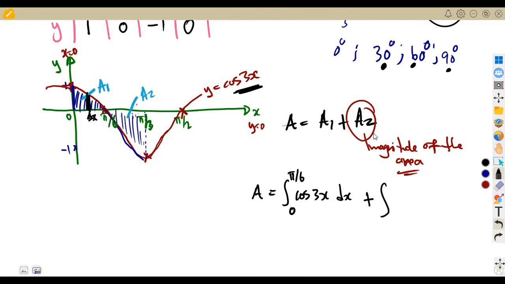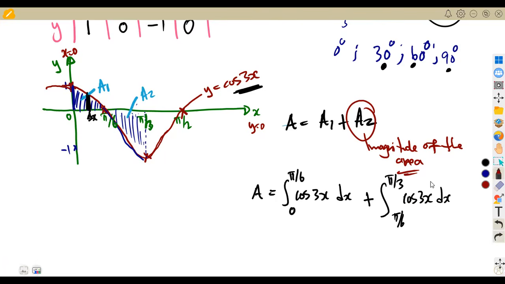So for area 2, it's from pi over 6 to pi over 3. Those are the limits. The lower limit will be pi over 6, and the upper limit is going to be pi over 3. So that will be the integral of cos 3x with respect to x. What just changed here are the limits. This part above the x-axis is taken from 0 to pi over 6. This one below, because they are different in their cross-section.